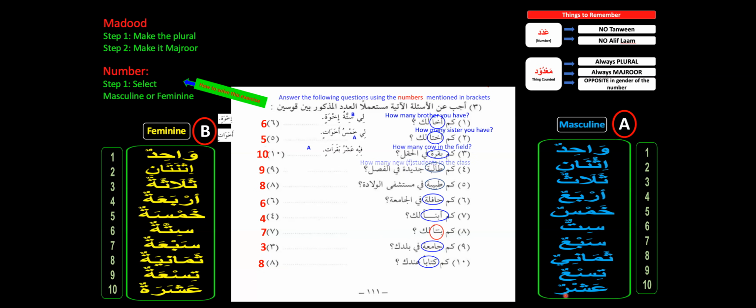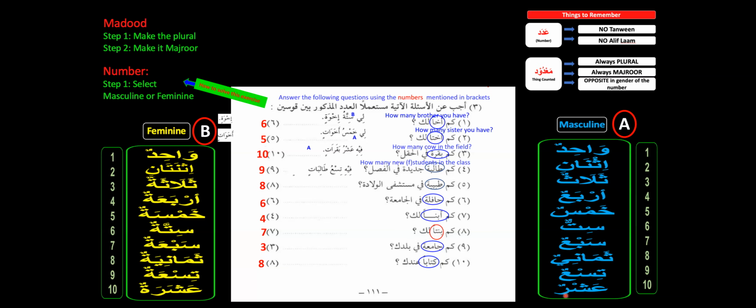Next is kam talibatan jadidatan fil fasli. How many new female students in the class? You want to say 9. So what number will you pick? Tis'atun or tis'un? You will pick tis'un because you're counting female students.